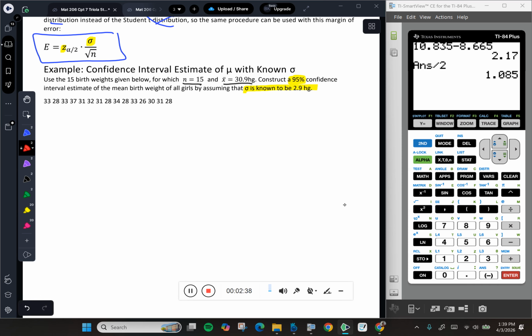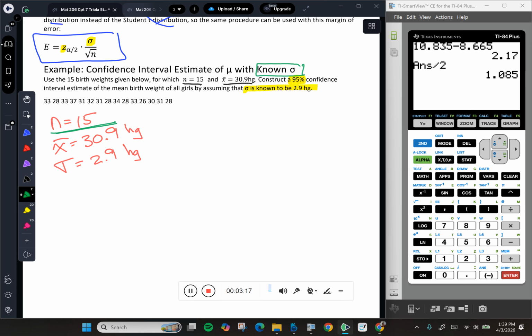So I've got a data set where n is 15, where the sample mean is 30.9, and where the population standard deviation is somehow known to be 2.9. And again, these are hg's, hectograms. Okay. Now, because this is a population standard deviation that is known, this doesn't matter.